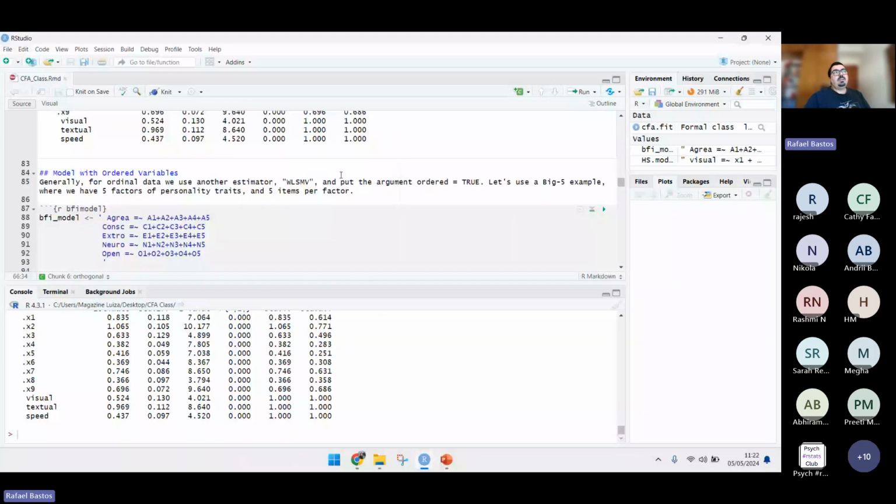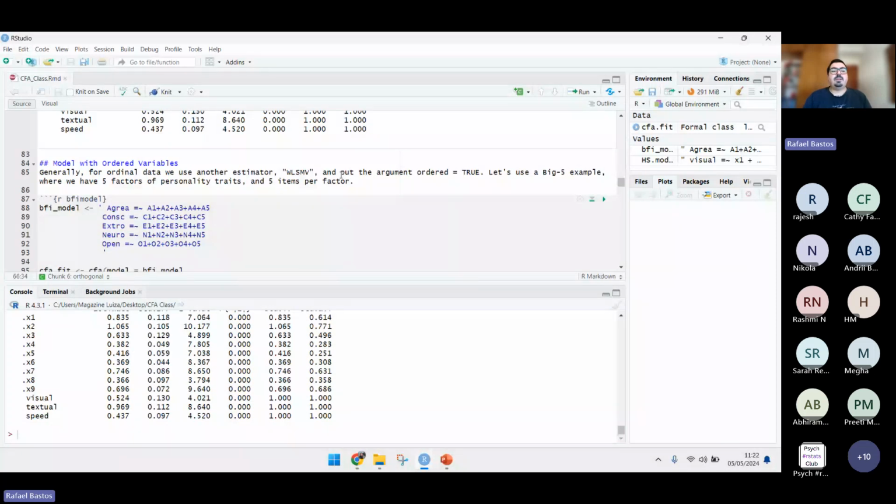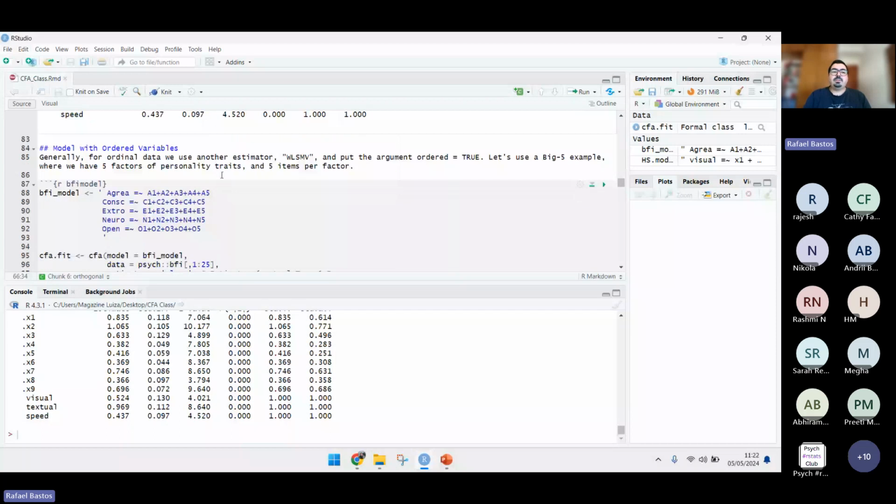Okay, but we only dealt with continuous variables. How do we have a model with ordered variables? So usually for ordinal variables, we use the estimator WLSMV, and we put the argument ordered to be true.